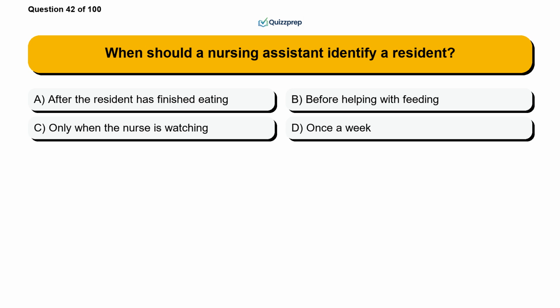Question 42. When should a nursing assistant identify a resident? Option A, after the resident has finished eating. Option B, before helping with feeding. Option C, only when the nurse is watching.